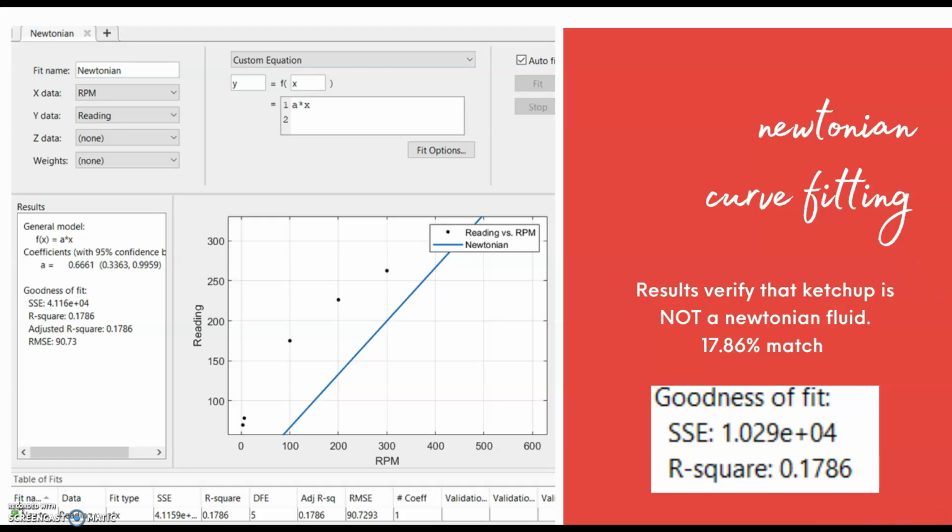Newtonian curve fitting. This was the first curve fitting I attempted. The Newtonian model equation is tau equals k times gamma, where tau represents the shear stress and gamma represents the shear rate. The r-squared value shows us the percent accuracy of the curve match as provided by MATLAB. We can see from this data that it is not an acceptable fit and therefore not an accurate fluid flow model for ketchup. From our background research, it would be expected that ketchup is not a Newtonian fluid since it does not maintain a constant viscosity.